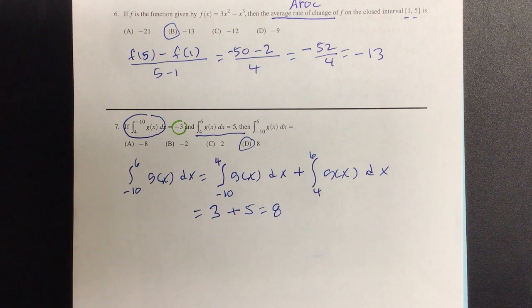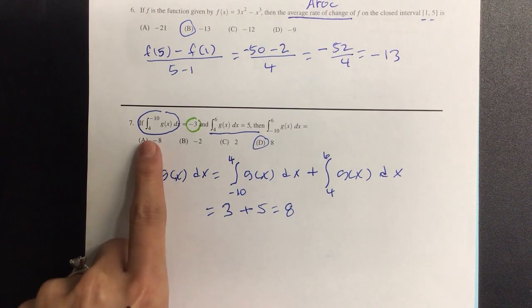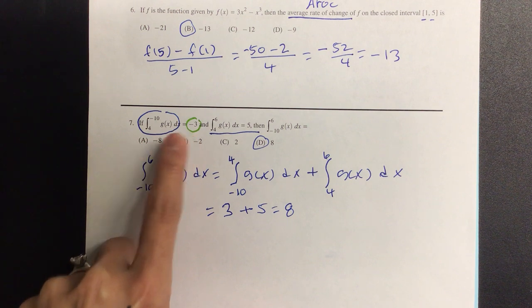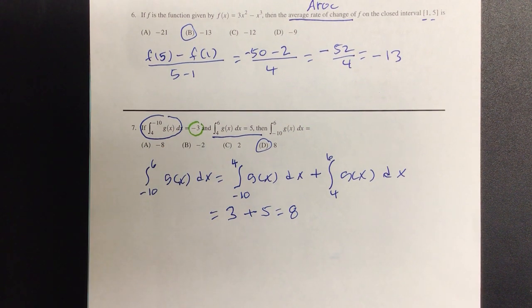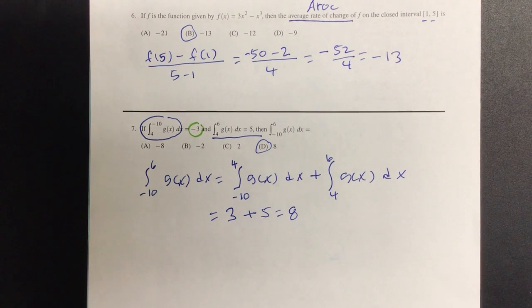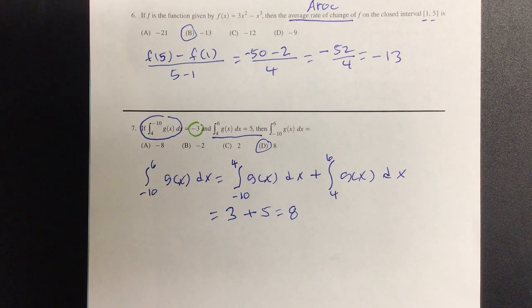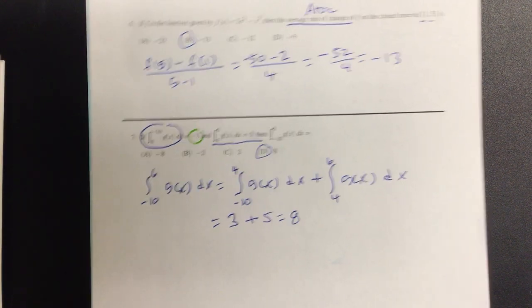Let's go on to number 8. How did we get negative? If from 4 to negative 10 is negative 3, then negative 10 to 4 is positive 3. It's always the opposite. Will it always be positive? No. If the original was positive, the new one will be negative. So it's basically the opposite. Number 8 is something that you might need a little pre-calc reminder.